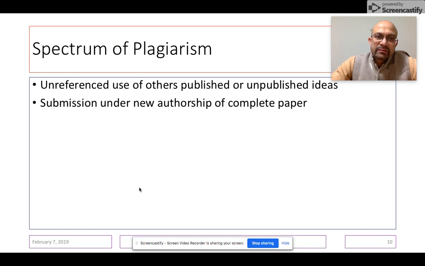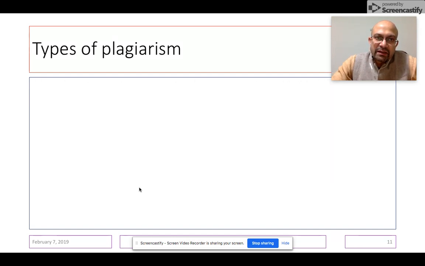So what's the spectrum of plagiarism? At one end, you might have the unreferenced use of somebody else's published or unpublished ideas. And at the other extreme end of plagiarism, you might have a submission which is done under a new authorship of the entire paper. These are unacceptable scientific practices, and you should be avoiding them.